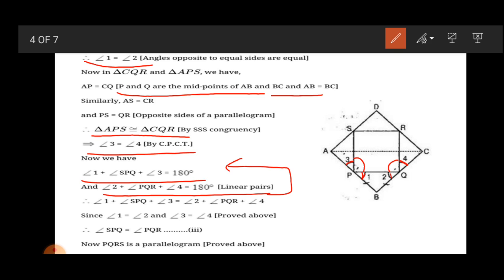Comparing these two equations, we get angle 1 plus angle SPQ plus angle 3 is equal to angle 2 plus angle PQR plus angle 4. Since angle 1 is equal to angle 2, we have proved above, and angle 3 is equal to angle 4, we have proved above. Angle SPQ is equal to angle PQR.